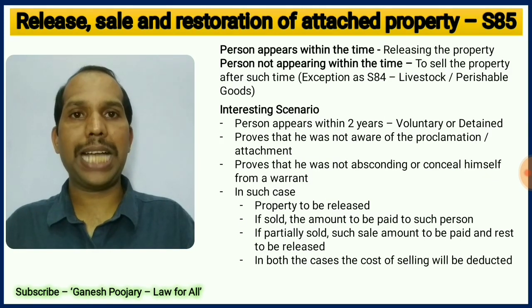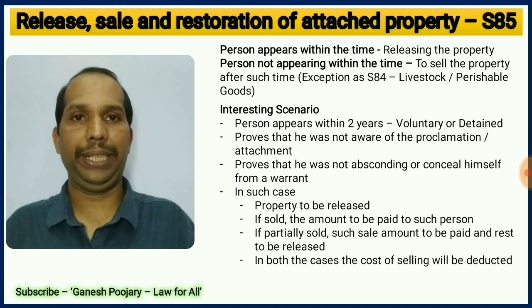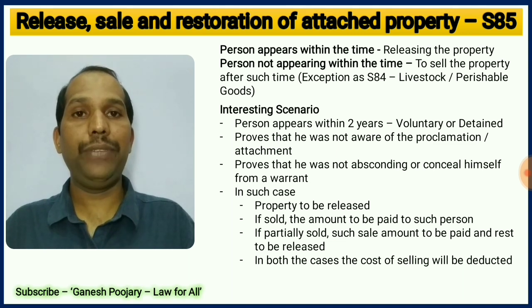The three important aspects pertaining to attached property, that is release, sale and restoration of the attached property, are discussed under section number 85. Let us try to understand one by one. The first being release. Imagine there is a proclamation against Mr. X and he comes to the court within the specified time. In such a case, the court will immediately release such attached property. If X does not come even after 6 months of proclamation, in that case the court can sell the property, and the court can sell before 6 months also if there is any livestock or perishable goods available.